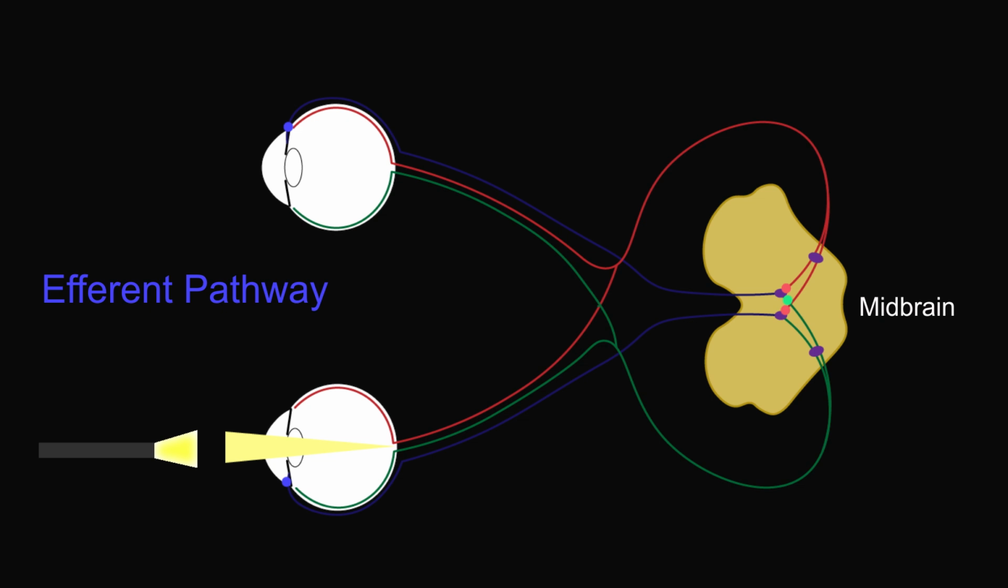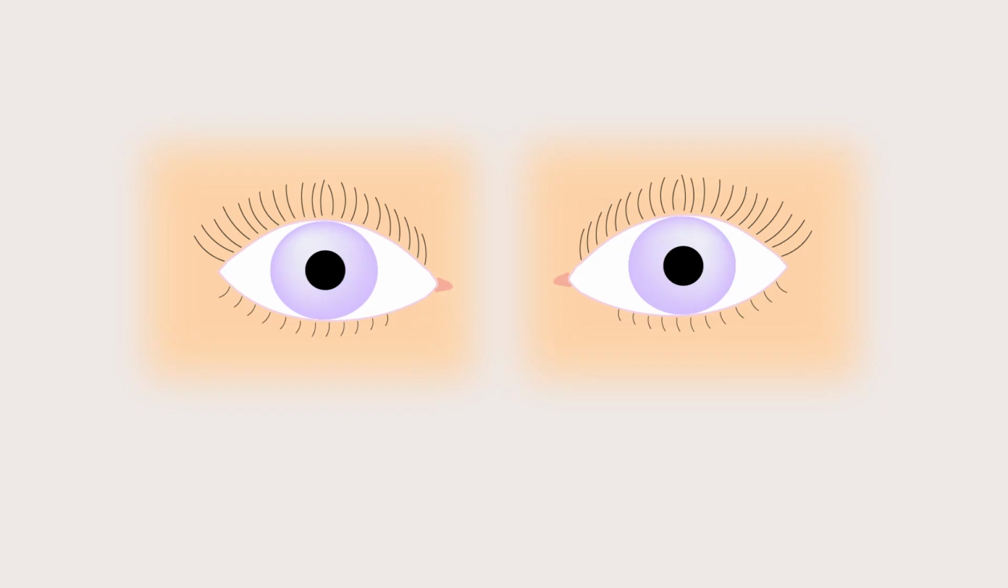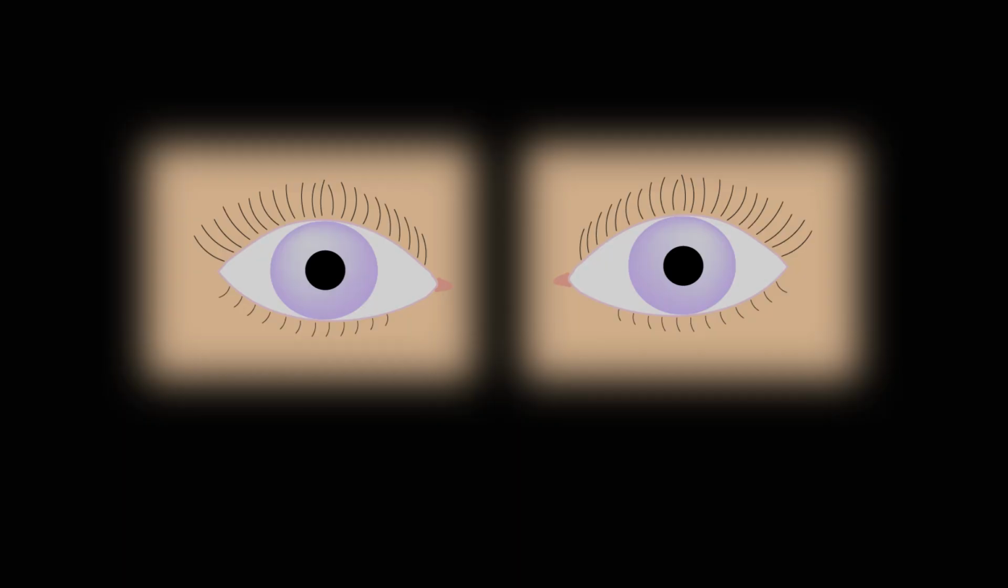Alright, now let's put this to the test. To assess the pupils, start by checking the size and shape in normal light. They should be equal and round. Time to turn down the lights. Geez, super dark. This is important to allow the pupil to relax as much as possible and get an accurate reading.